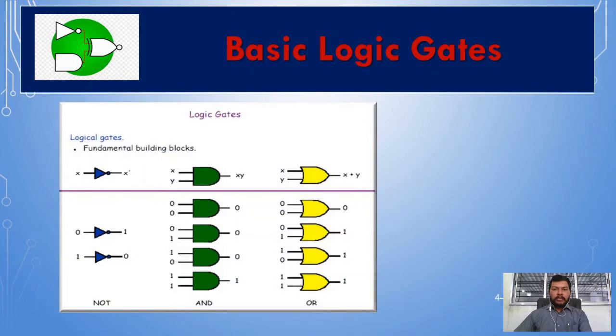So what are the basic logic gates? There are three basic logic gates. We call them the NOT gate, AND gate and OR gate. These are supposed to be the fundamental building blocks of all computer systems or digital systems. So there are three basic gates, and all other gates are a combination of these. We are going to study these in depth.